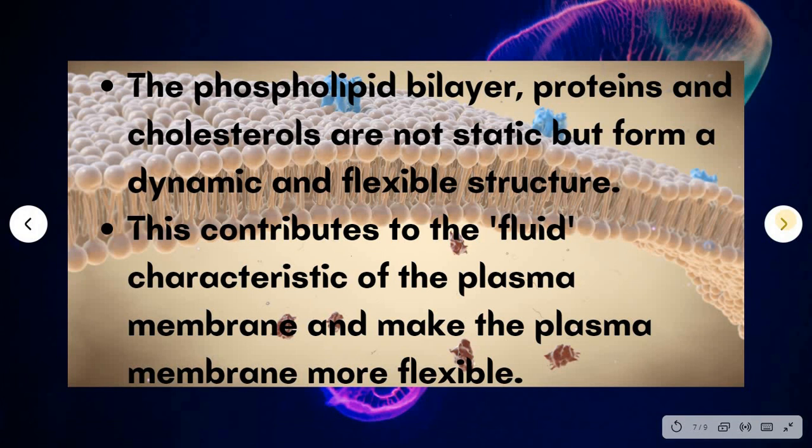Next, we go to this slide. The phospholipid bilayer, proteins and cholesterols are not static, but form a dynamic and flexible structure. What does it mean? The phospholipid bilayer, proteins and cholesterol are always moving. Dynamic refers to always moving and flexible, not fixed. The structure is not fixed, it is always moving. That is the meaning of a dynamic and flexible structure.